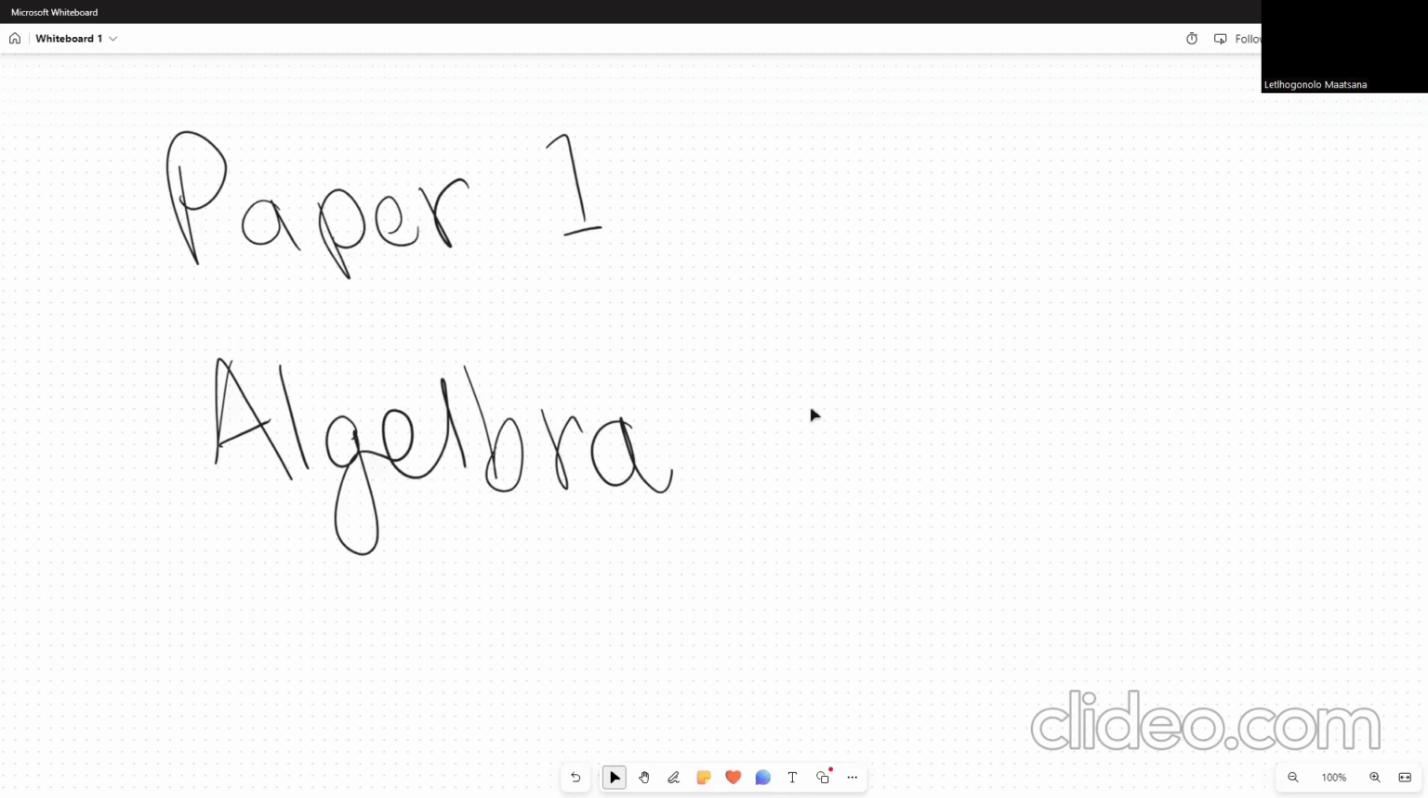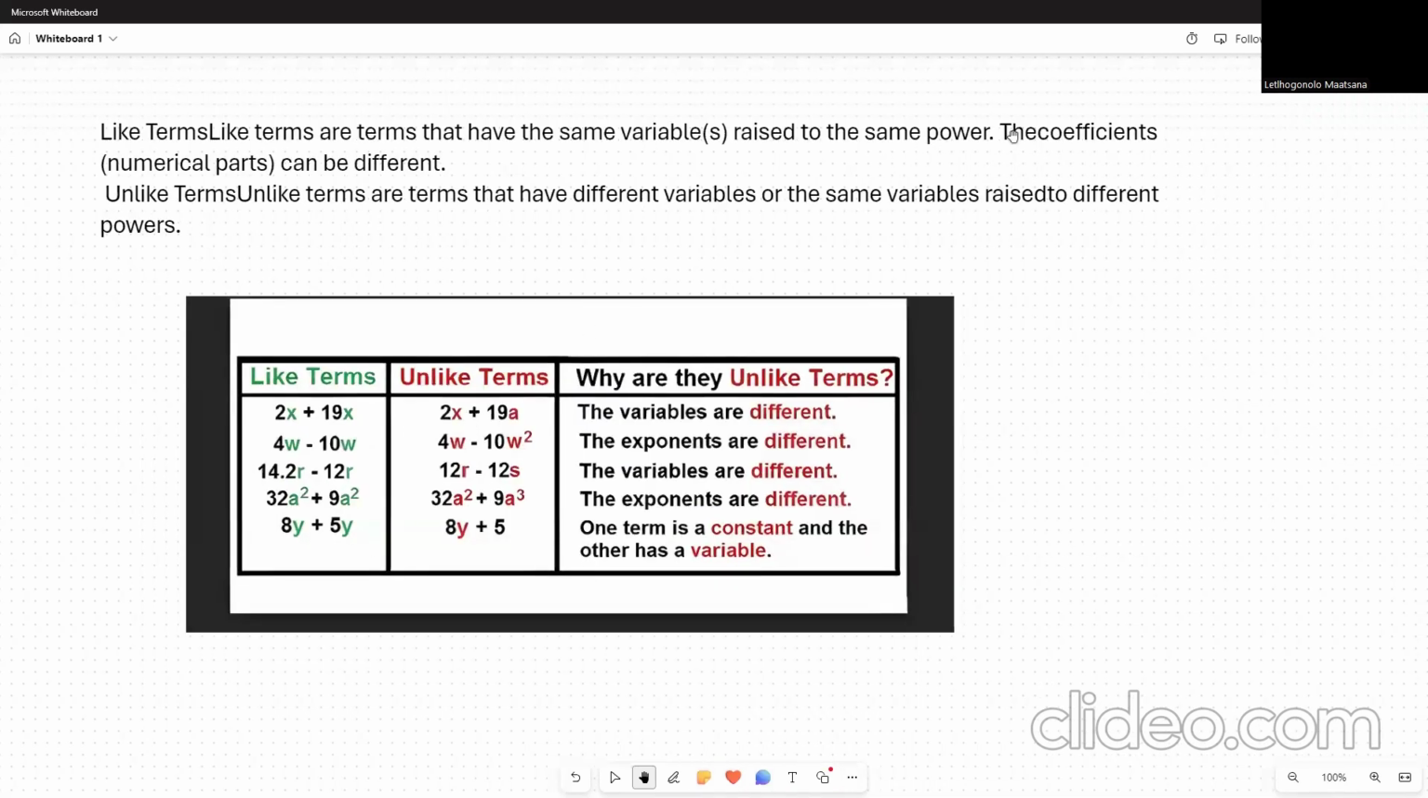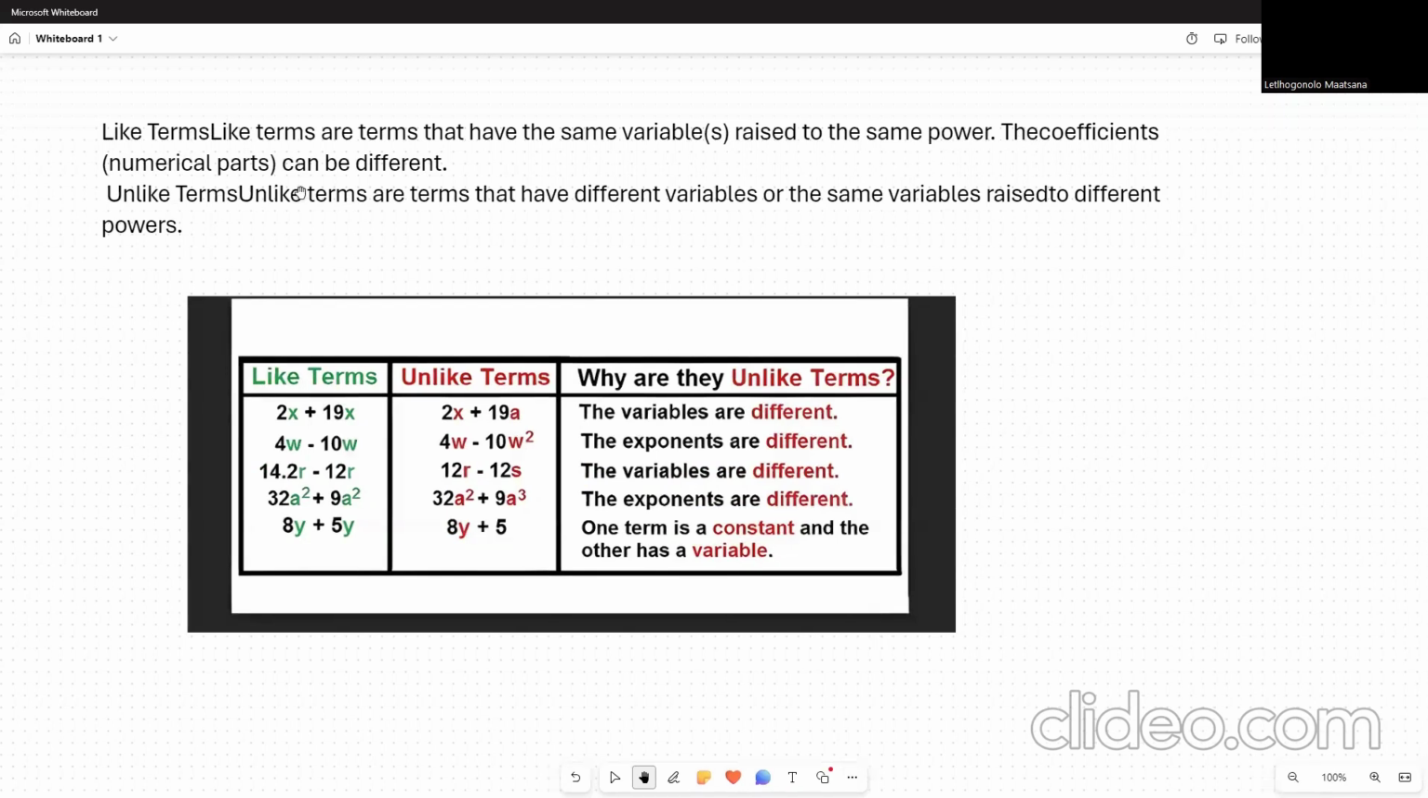Let's go over algebra, which you will find in Paper 1. Things you need to know include like terms. Like terms are terms that have the same variable raised to the same power, but the coefficient, which is the numerical part, can be different. Unlike terms are terms that differ in terms of the variable, or in terms of the power that they are raised to.